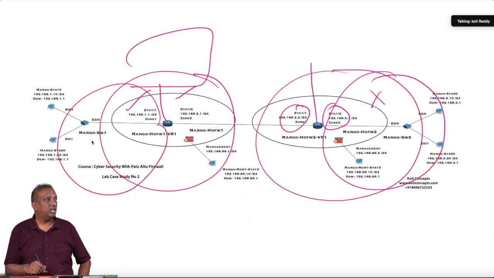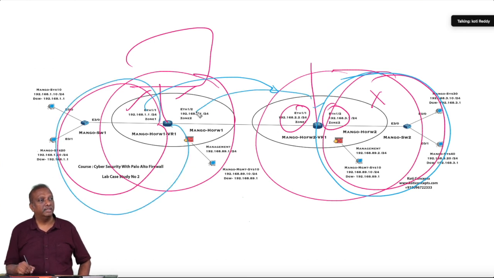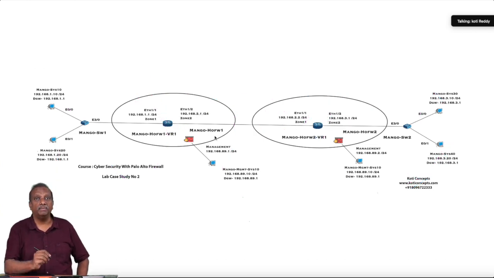So we tell the virtual router here, if the packet has to go to this area, send the packet to so-and-so next hop router. Again, we tell the router, for this area, pass on to so-and-so next hop router. So how to do static routing between two different Palo Alto firewalls, we learn in this particular case.